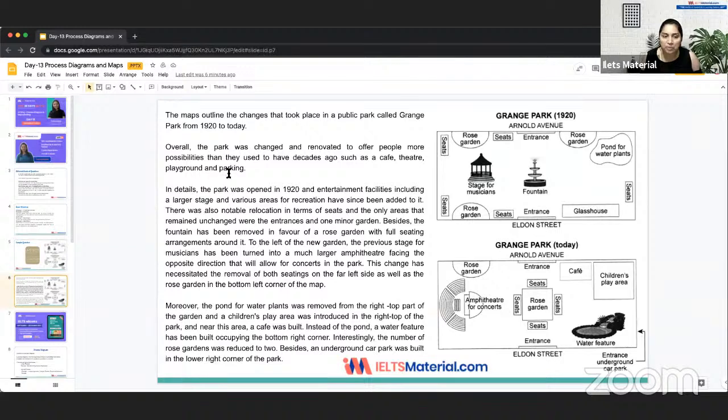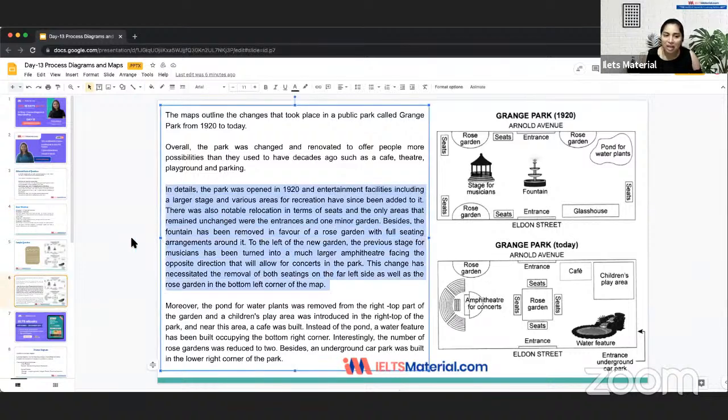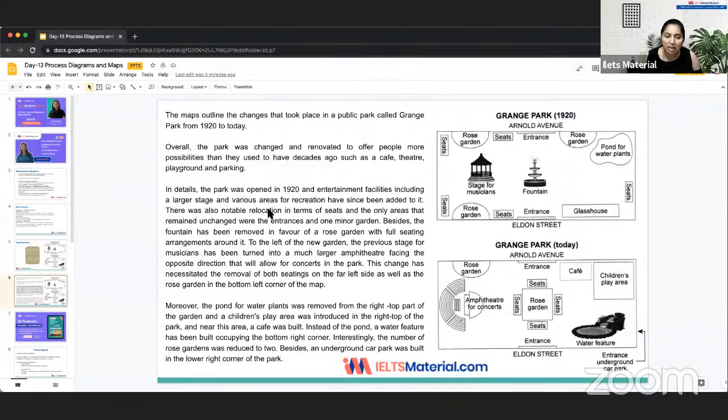The answer describes in this way: "The maps outline the changes that took place in a public park called Grange Park from 1920 to today." This is what we have taken. "Overall, the park was changed and renovated to offer people more possibilities than they used to have decades ago, such as a cafe, theater, playground and parking." Rest in the complete paragraph, they have described the major changes, taking two or three changes in one paragraph and then the other changes in the next paragraph.